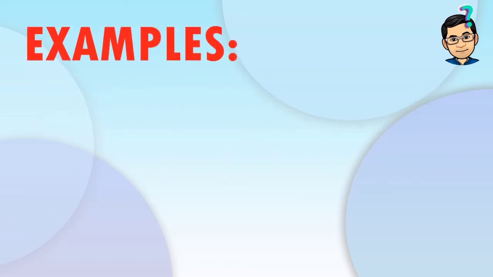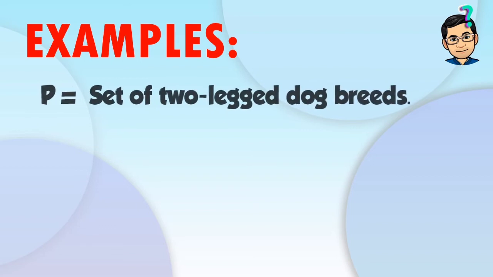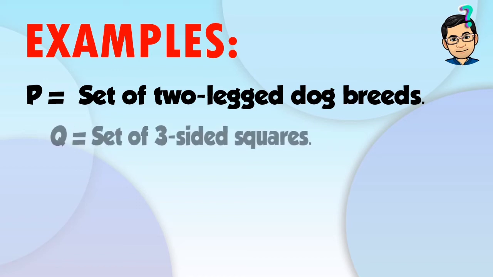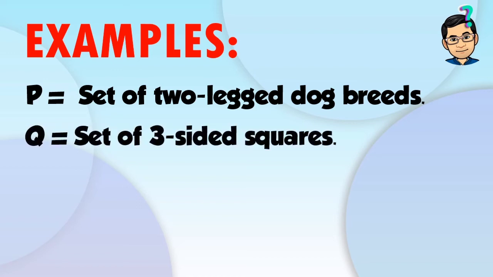So let's have examples. Set P is a set of two-legged dog breeds. So wala naman pong aso na dalawa lang ang paa, 'di ba? So ang paa ng aso ay 4. Set Q is a set of three-sided squares. Ilan ang sides ng square? 4. So therefore, this is a null set or empty set. So wala namang three-sided na square. Triangle siguro.